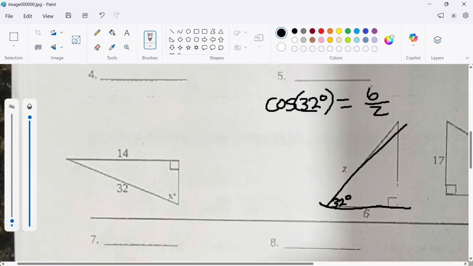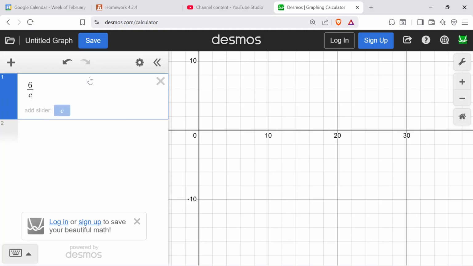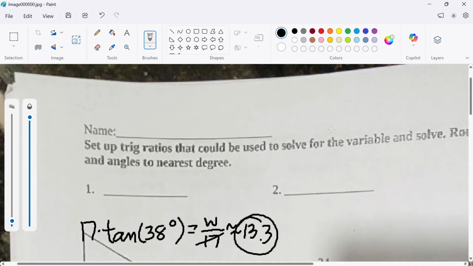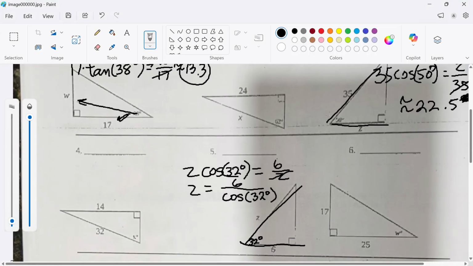Now I'm going to find that side z, so I'm going to multiply both sides by z, so it goes away. And then I'm going to divide both sides by cosine 32. So z equals 6 divided by cosine 32 degrees. I have to be in degree mode. I am. Oh, man, I keep forgetting what I have to round to. Round lengths to the nearest tenth. So this is the exact answer, which is approximately 7.1.